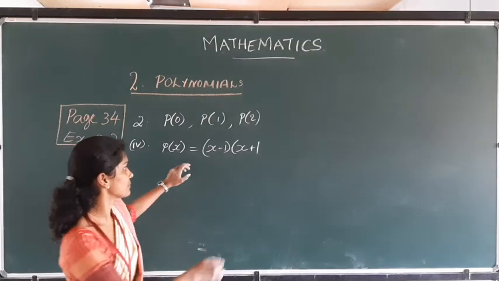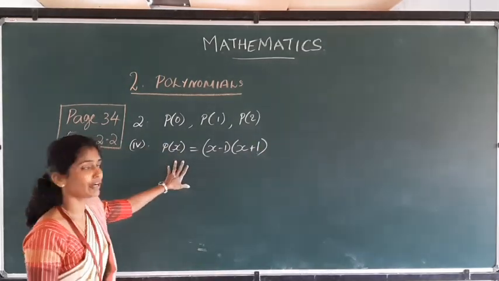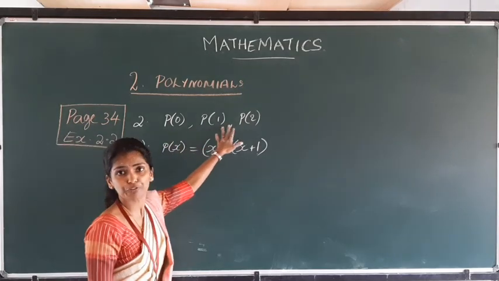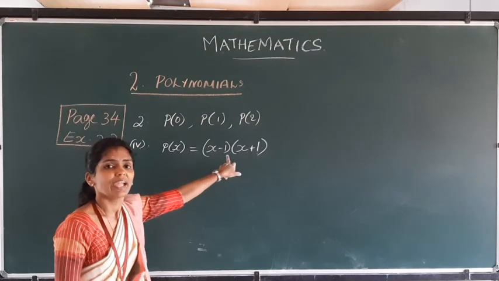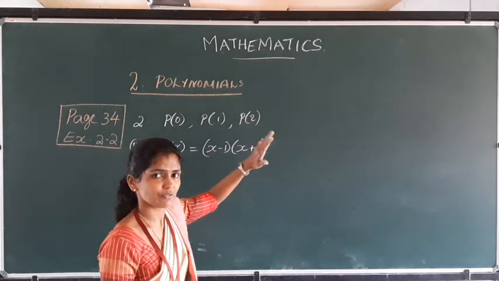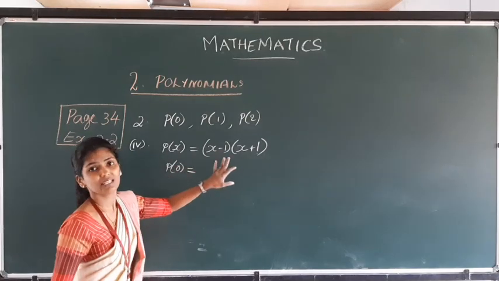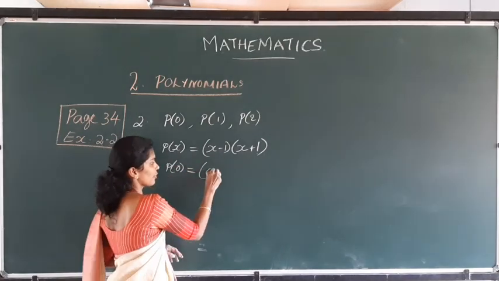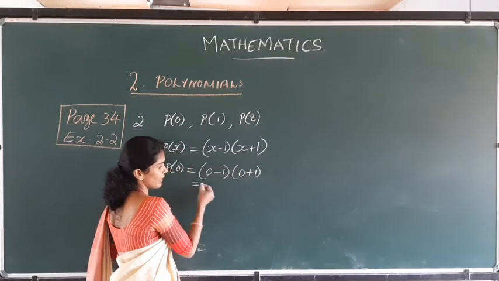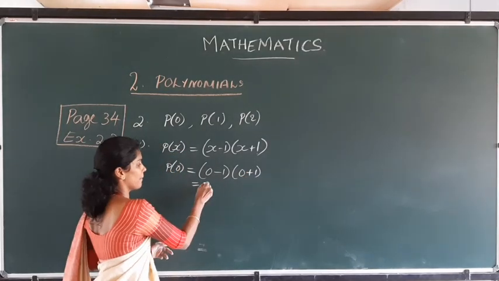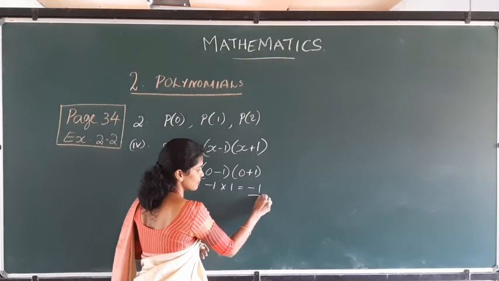Dear students, in our fourth sub-question, we want to find values of p of 0, p of 1, p of 2. What is p of x here? p of x equal to x minus 1 into x plus 1. How to find p of 0? Substitute 0 in the place of x. We get 0 minus 1 into 0 plus 1. What is the value? 0 minus 1 is minus 1 into plus 1. That is minus 1.